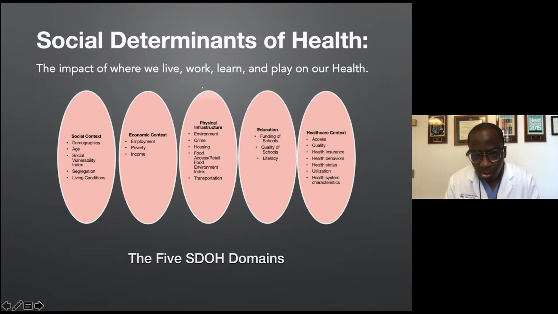And it's really important to try to understand healthcare disparities and health inequities through the prism of these 5 domains, because they really are the upstream drivers of many of the disparities that we see in this country. And without addressing them, we're not going to make a great dent in the problem.